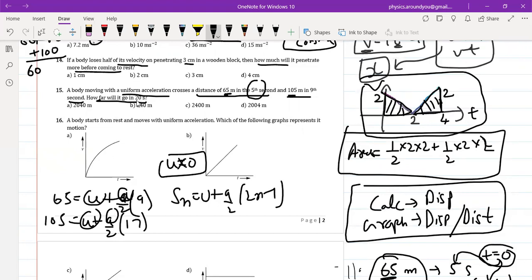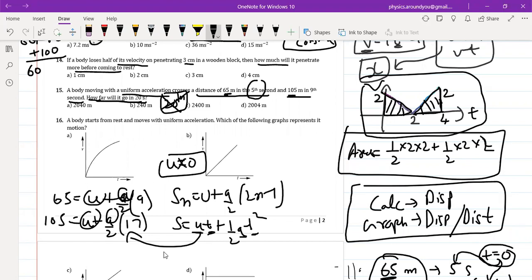The question is further complicated. How far will it go in 20 seconds? Remember, they're not asking the 20th second. So don't be under the misunderstanding that you will use the Sn formula once again. They're not asking 20th, but instead 20. So we'll use s equal to ut plus half at square, put t as 20. A and u you shall get from solving the system of two equations, get the value of u and a. So that is question number 15.